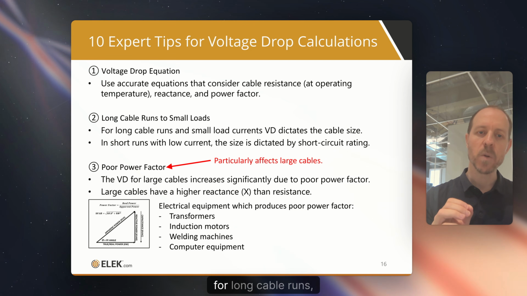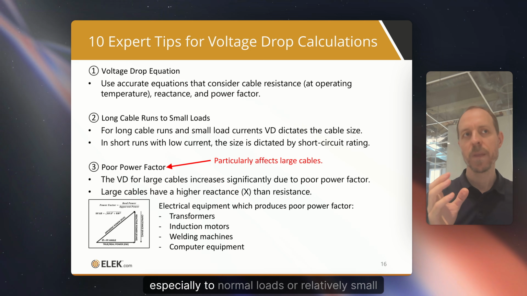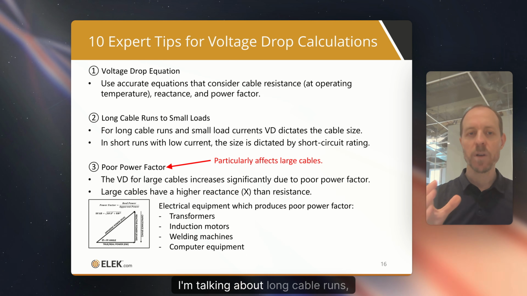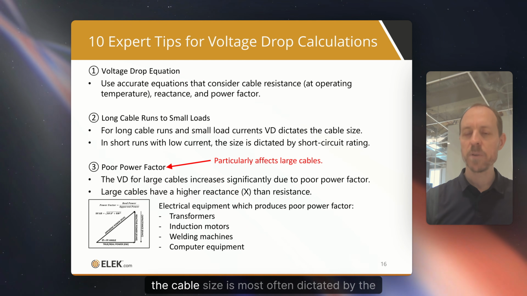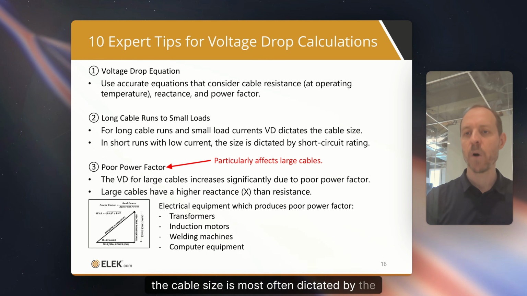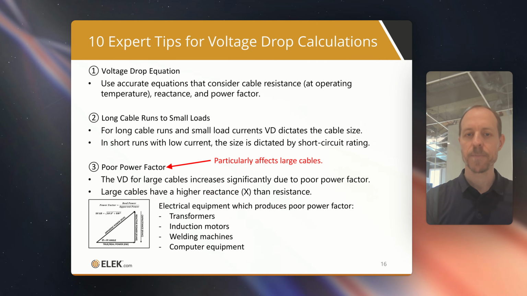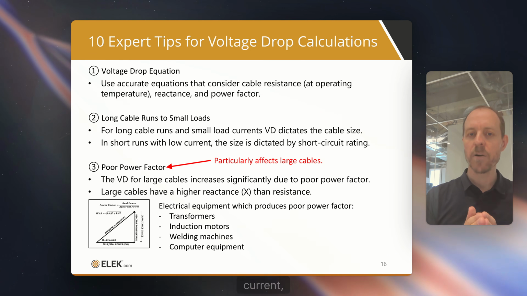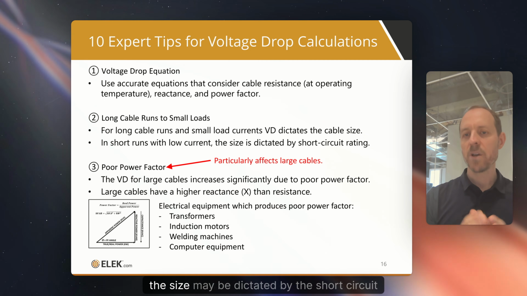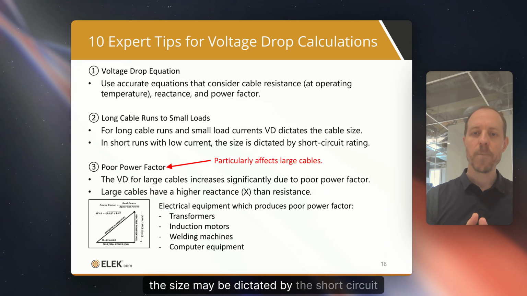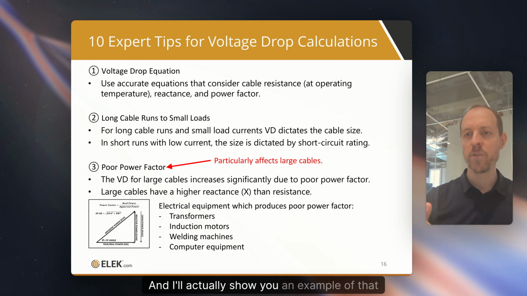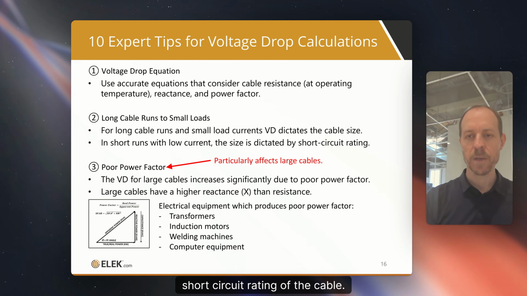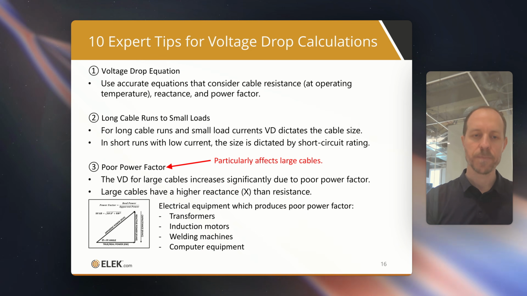Remember that for long cable runs, especially to normal loads or relatively small loads, but not necessarily, the cable size is most often dictated by the voltage drop requirements. Sometimes for short runs carrying low load current where the fault current is high, the size may be dictated by the short circuit rating. I'll actually show you an example of that where the cable size is being dictated by the short circuit rating of the cable coming up in the next slides.